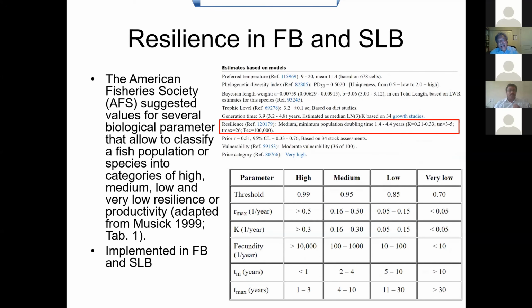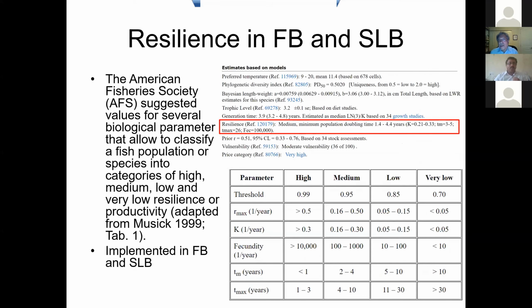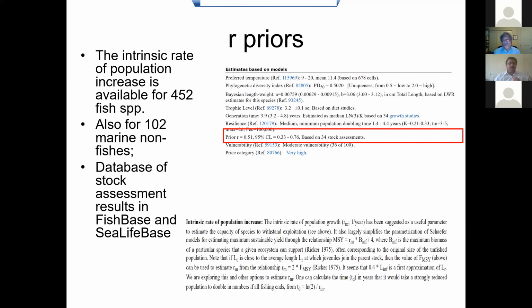Basically, if you know what kind of fish you have, you can see what kind of population growth rate you're likely to have. You can do that in FishBase for any fish. You will have this information about resilience, which is an indication of the growth rate of the population, or SeaLifeBase for invertebrates. What does it allow you to do? It allows you to constrain the solution a bit.